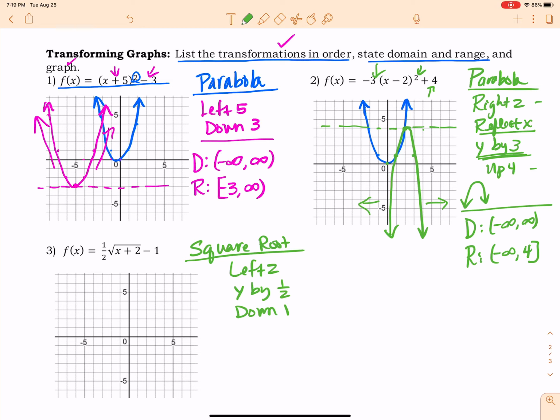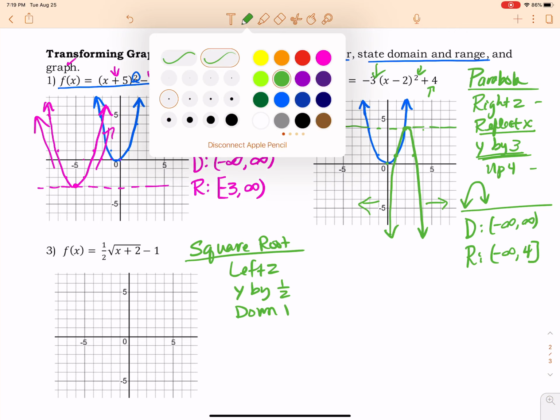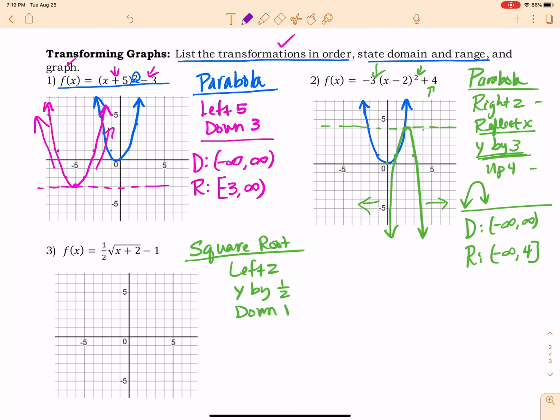Okay, so when we're looking at this, let's first look at the parent function. What would it look like? Well, the parent function for a square root is going to start at 0, and then I'm going to choose values that I can easily take the square root of. So when I've got x is 1, the square root of that is 1. When I've got 4, the square root is 2. Okay, so that's what the parent function looks like.